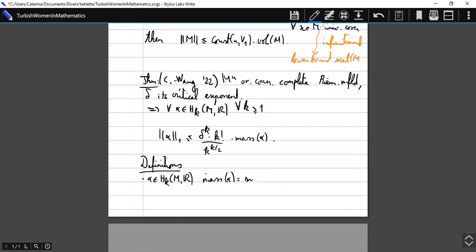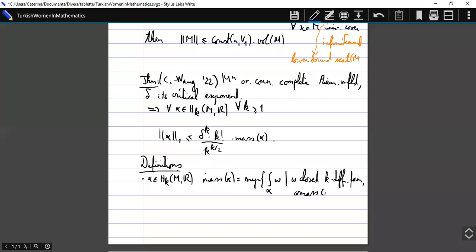is the supremum of the integrals along alpha of omega, where omega is any closed k-differential form. Any, but not completely any, the comass of omega is bounded by 1. So this is the mass. As I said before, it generalizes the volume. Put here a class of degree n, and here you will get the volume of your manifold.